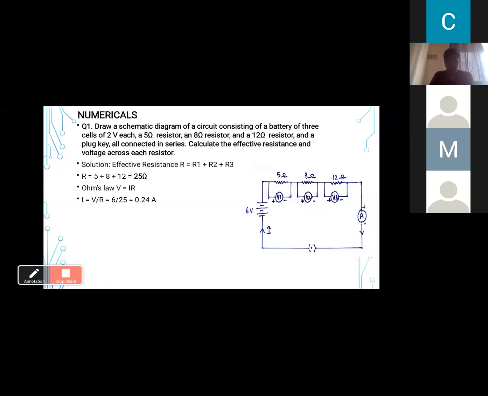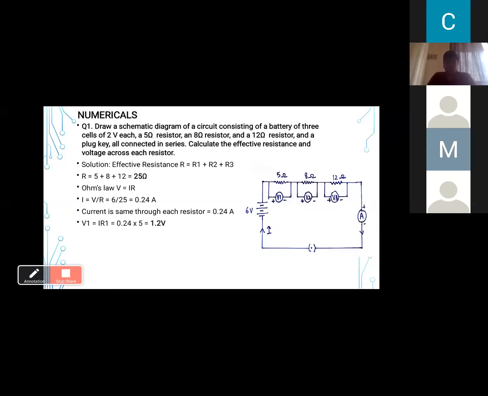Okay, but we don't know the voltage across. Total current will be this. That means same current will pass through each resistor. Current is same through each resistor, 0.24 ampere. Whatever the total current is in the circuit, same current will pass through all the resistances.